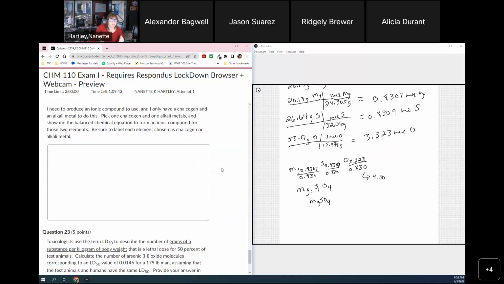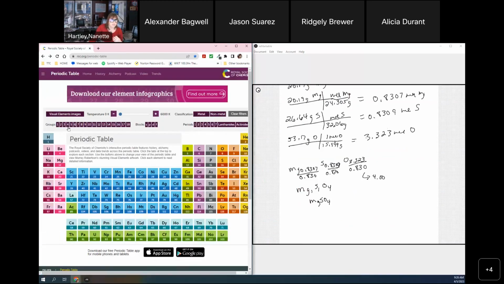I need to produce an ionic compound, and I only have a chalcogen and an alkali metal to do this. With one chalcogen and one alkali metal, show me the balanced chemical equation to form an ionic compound for these two elements. Be sure to label each element as chalcogen or alkali metal. Okay. So I need a chalcogen and an alkali metal.